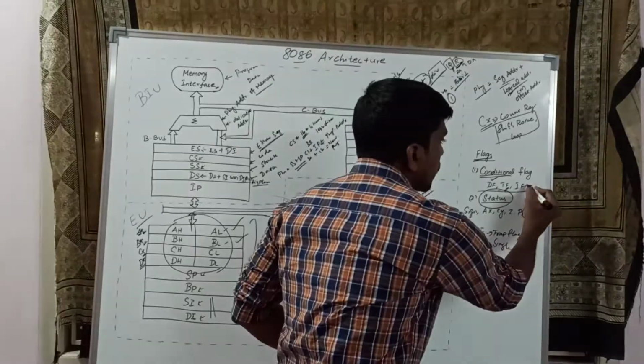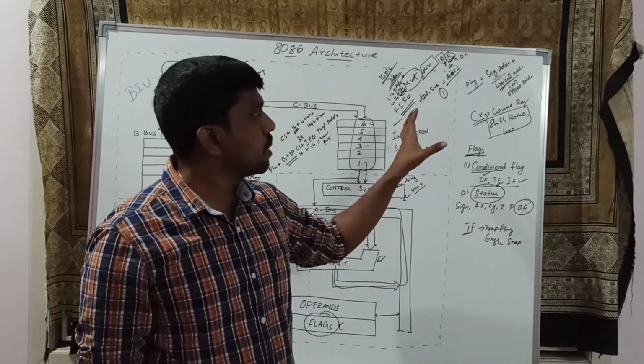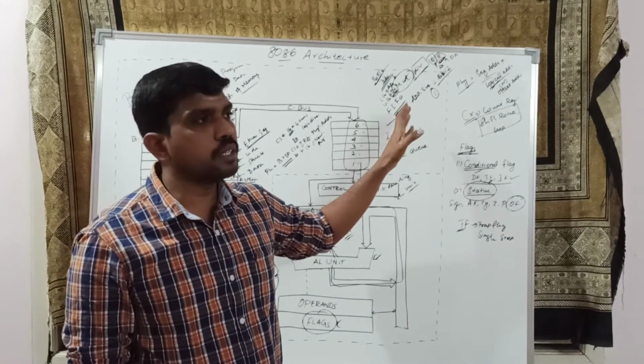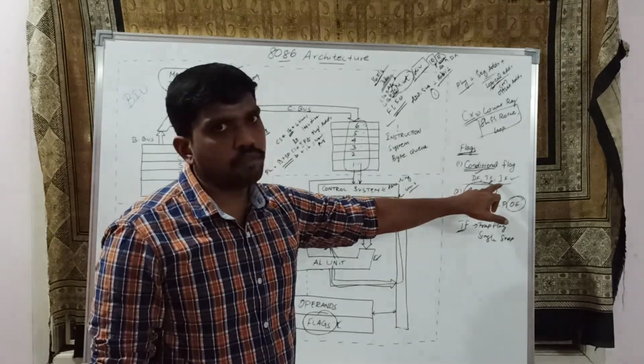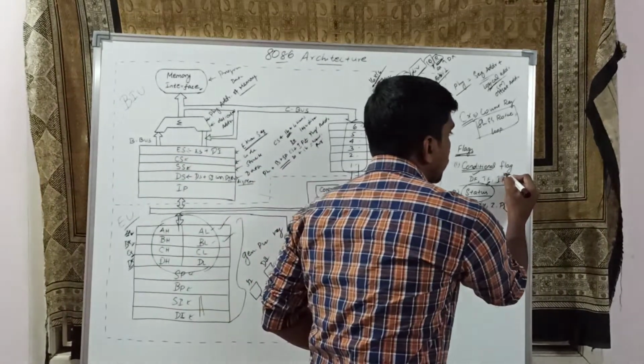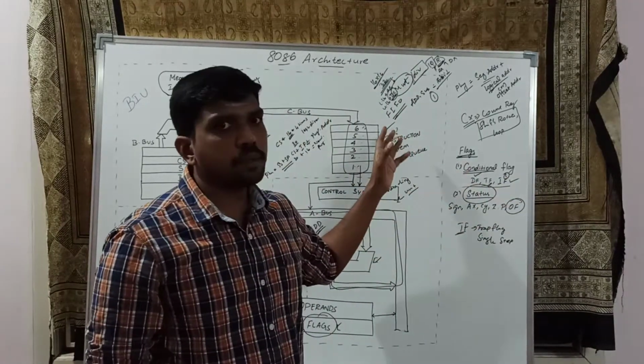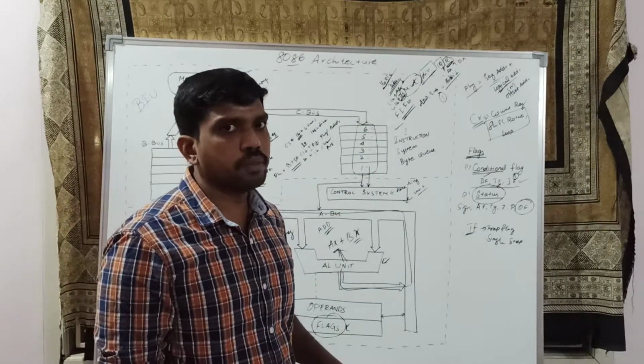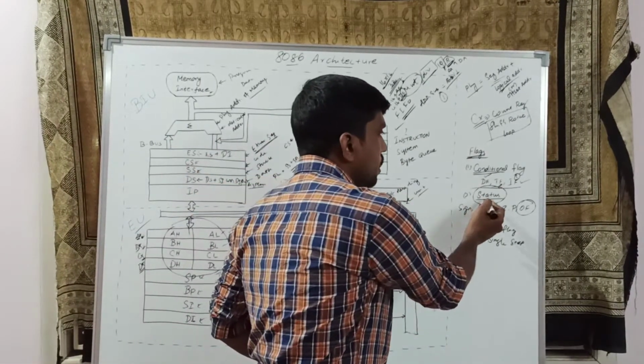The next one is the interrupt flag. Suppose the microprocessor is serving any interrupt from any peripheral device. In this case, the interrupt flag value is equal to 1. When any one of the interrupts occurs and the microprocessor provides the service, that will be indicated. The next one is status.